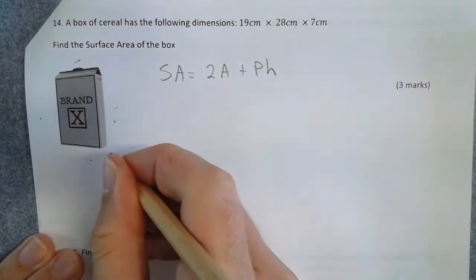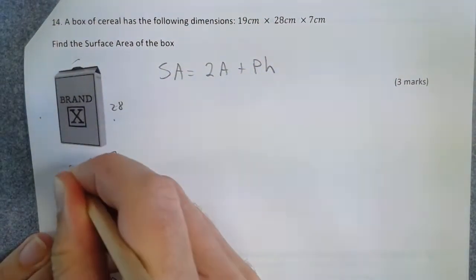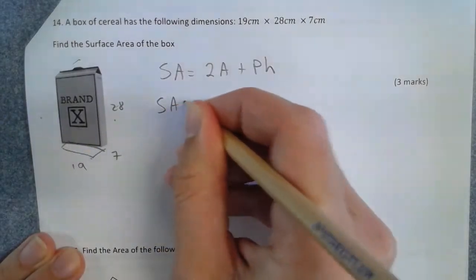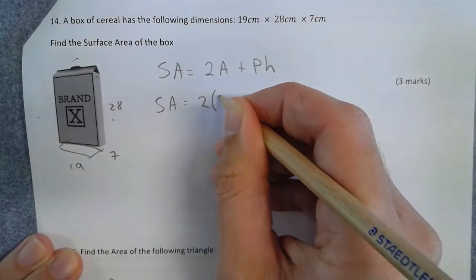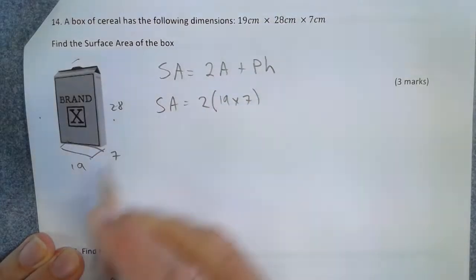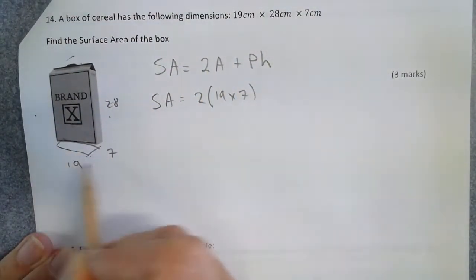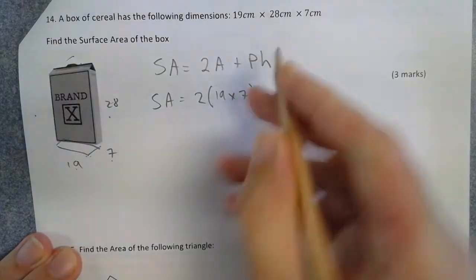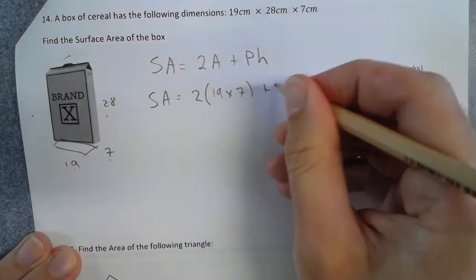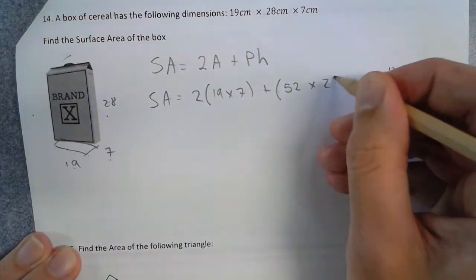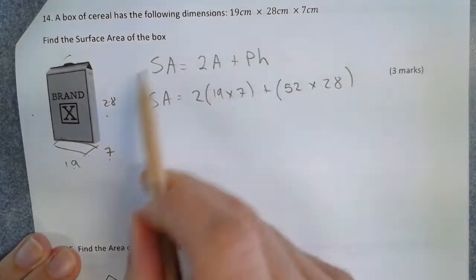So my base, so that's 7, 28 and 19. My base is 19 times 7. And that will give me the area at the bottom and the area at the top. That's why it's 2 times that. The perimeter of this is 19 plus 7 is 26. 26 times 2 is 52. And times the height of it, 28. So that will get you the surface area in one go.